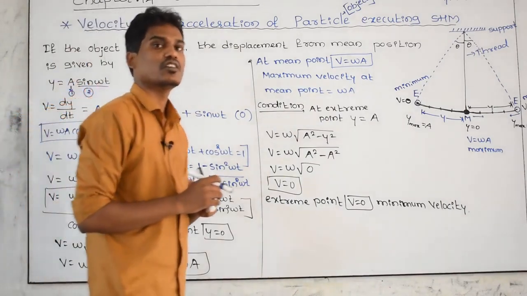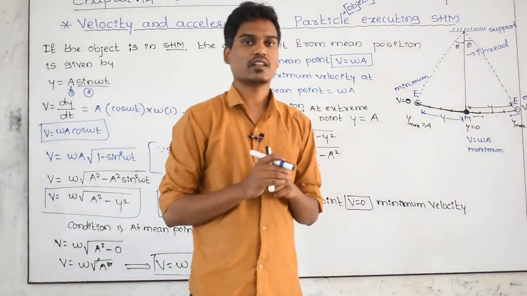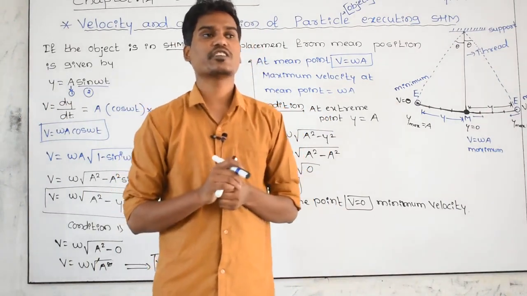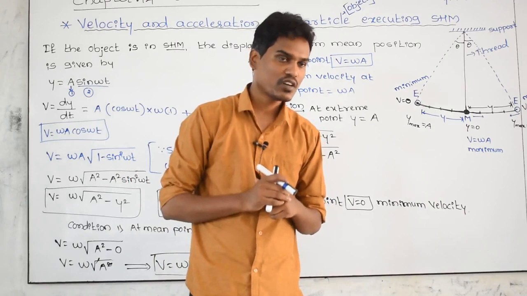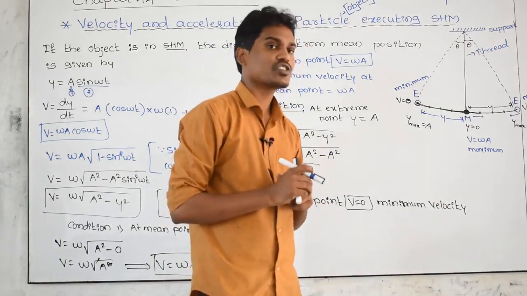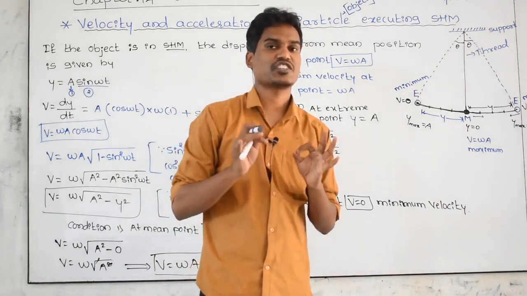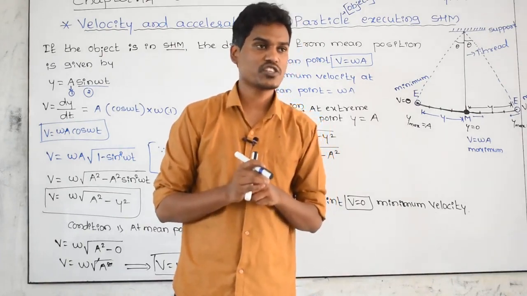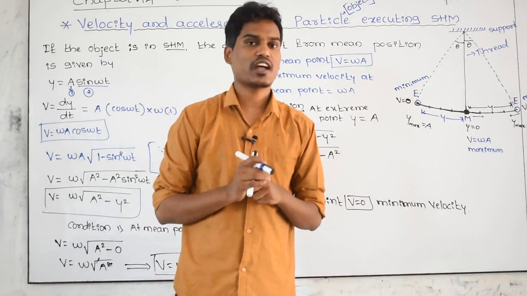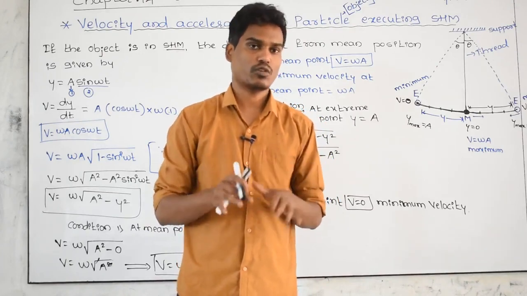There is a theory question for you: what is the velocity of the object executing simple harmonic motion at mean position? You have to write that the velocity of the object at mean point is maximum. And what is the velocity of the object at extreme positions? The velocity of the object at extreme position is 0.